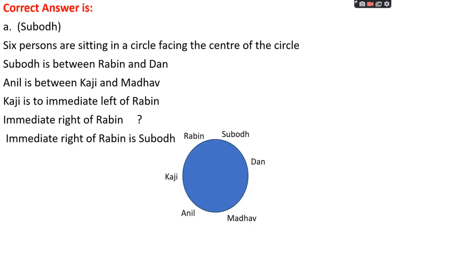Let's imagine six persons sitting in a circle facing the center of the circle. Subodh is between Ravin and Dan. Anil is between Kaji and Madhav. Kaji is to the immediate left of Ravin. If we see Ravin's position, the left of Ravin will be Kaji. And who will be the immediate right of Ravin? If we see the whole scenario, we find that the right of Ravin will be Subodh. The right answer is Subodh.